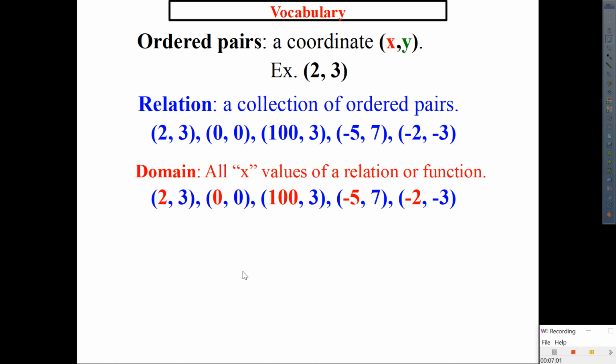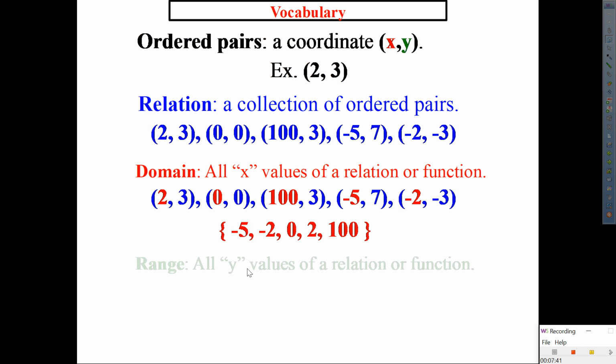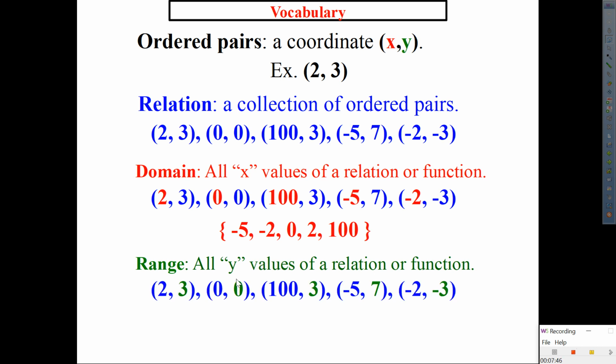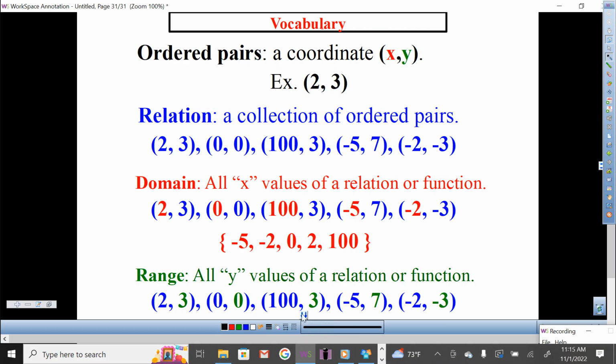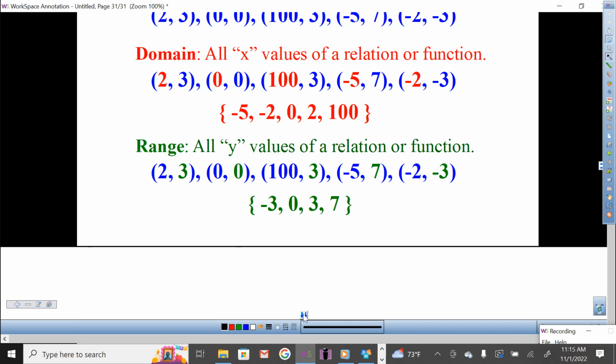So you remember the name of the y values. All right, Frida, name. Range, very good. So the range is 3, 0, 3, 7, -3. However, when I ask you to write the range, look how I write it. So you remember what's so particular about writing the range when I ask you for the range? What's so particular? Two things.